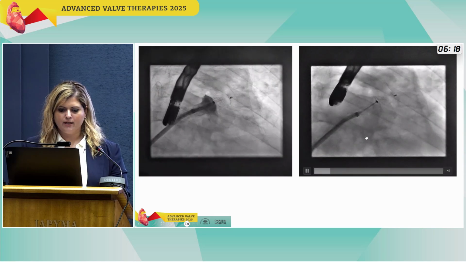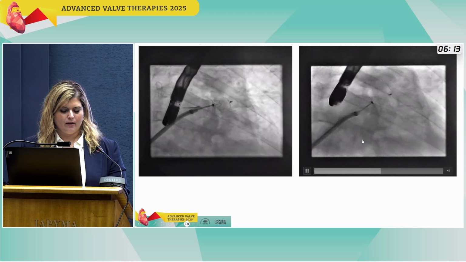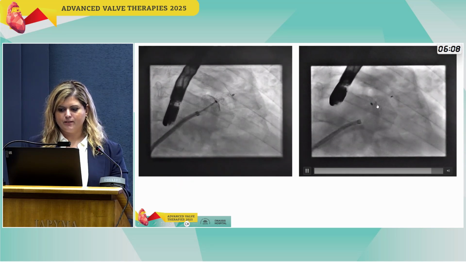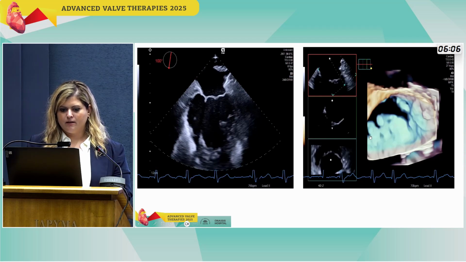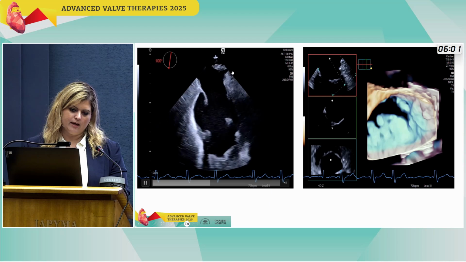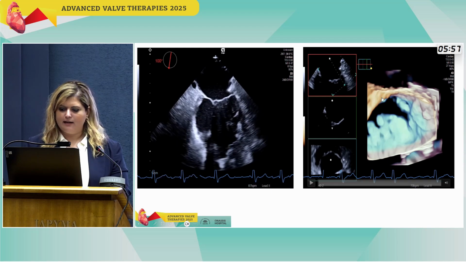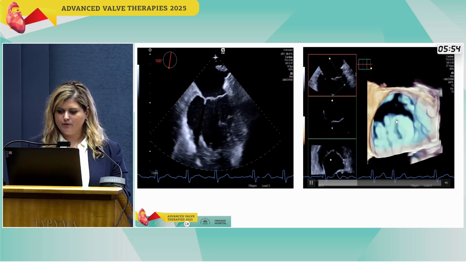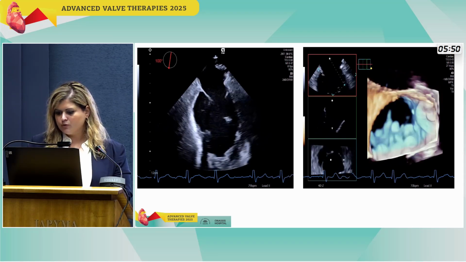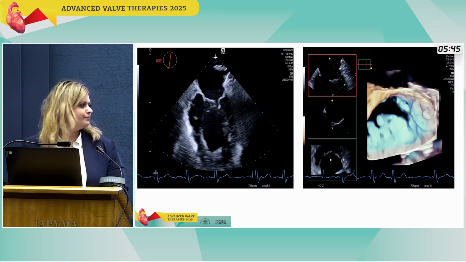So afterwards, we decided as a team that the occlusion is successful, so we deployed it from the catheter, as we see here. And here I have the end result. That's a 2D image. We see here how the Amulet is occluding the LAA completely. And here we also have the 3D reconstruction, the 3D video, to see how correctly it is positioned.